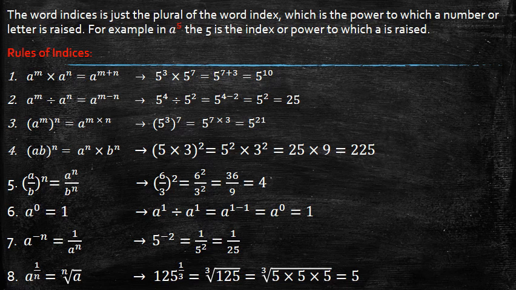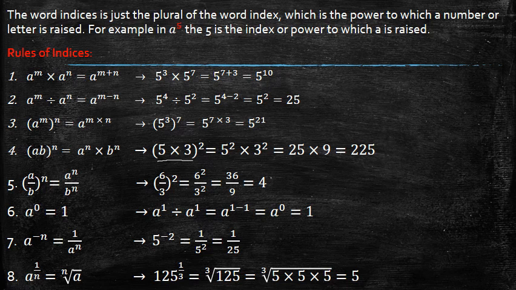Now the fourth rule, we have (ab) raised to the power of n. So here what you do is you take the a, you raise it to the power of n, and then you multiply it with the b raised to the power of n. So we have a^n multiplied by b^n.